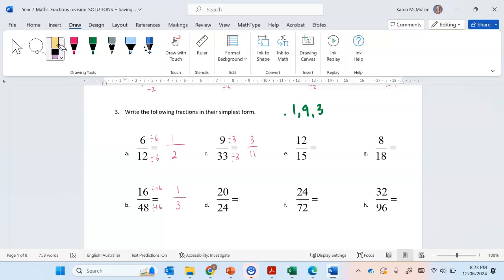All right, so I'm going to pause now and do the rest of the answers. So it might be a good idea for you to pause as well, and then you can see the answers and see how you go.